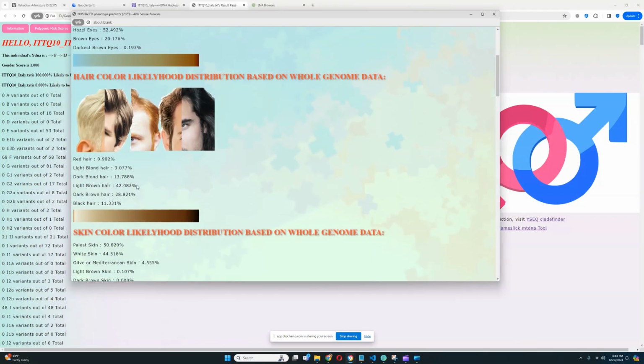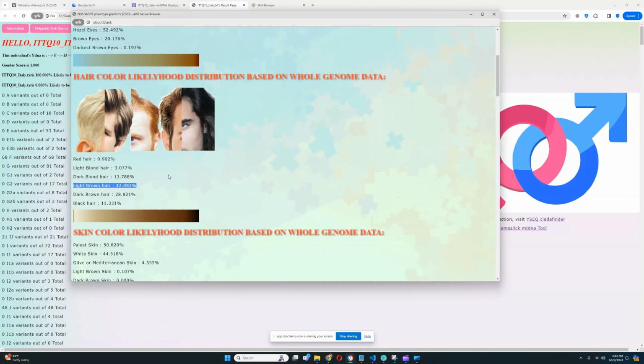For hair color, he most likely has light brown hair. This is also extremely depigmented. This is the largest category that he scores for hair color. So he most likely has light brown hair. Let that sink in. How many Central Italians do you know with light brown hair? I don't think I know that many. I don't know that many Italians in general, but out of the Italians that I do know, I don't know any with light brown hair at all.